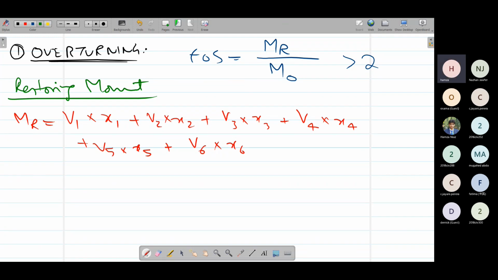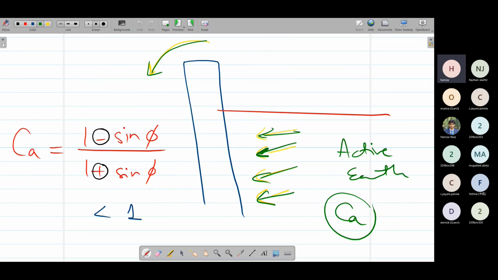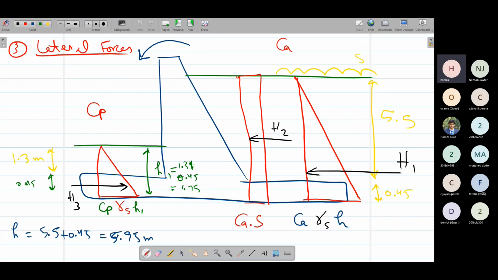After this restoring moment, we have to calculate the overturning moment. Again, we are going to use the same thing, just now we are going to use the lateral forces. For example, these are lateral forces H1, H2, and H3. We are now only going to use H1 and H2 because H3 is also a restoring force. It is acting against H1 and H2 in the opposite direction, but we are going to neglect this value for conservative design.